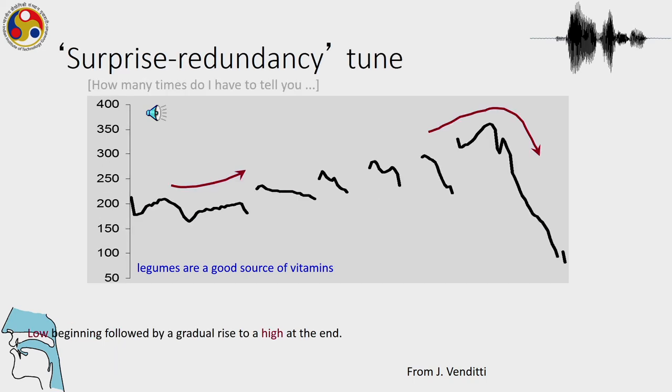And unlike those sentences, we have a surprise redundancy tune like this one, which is expressing surprise, and it has a low beginning and a gradual rise to the end of the word and then a final fall. Legumes are a good source of vitamins. So this is a surprise redundancy tone, in the sense that this sentence would mean that I already know this as a matter of fact, but I'm surprised that the second person, or anybody in the audience, doesn't know about it. That's why it's called surprise redundancy. It's marked by a gradual rise and then a final fall.